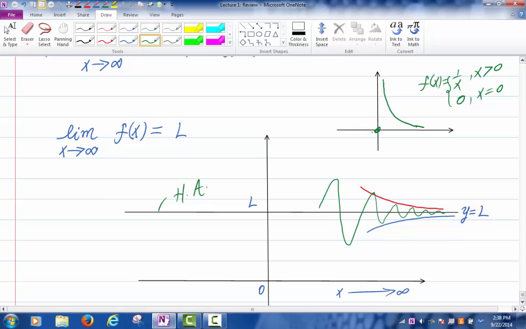But of course, the main curve that I have doesn't cross the vertical asymptote. Okay? Am I making sense?